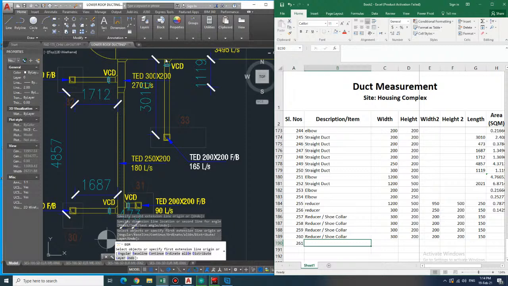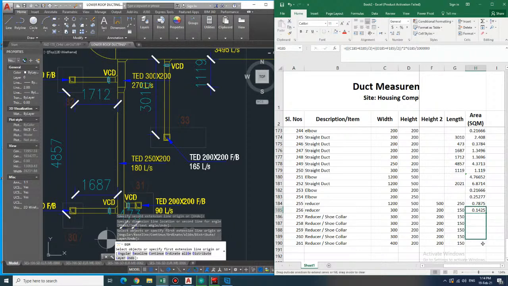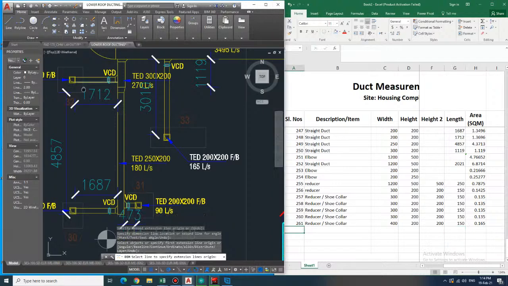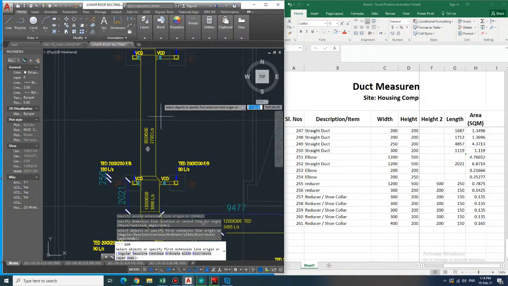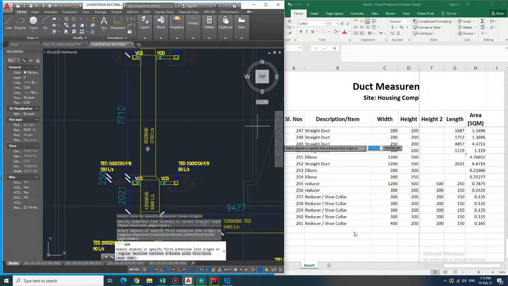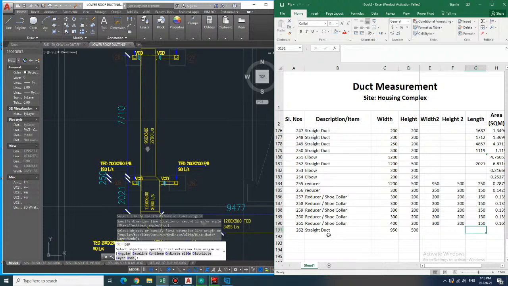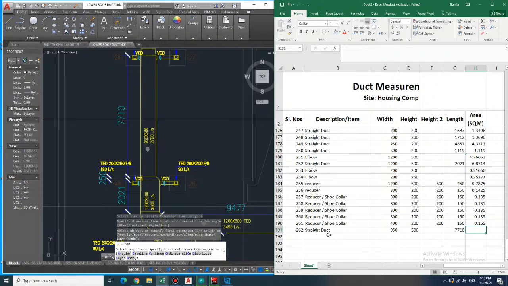261. The reducer is this one. So what it says: 400 by 200, 300 by 200. Length we are taking normal 250. So let's see, this much will come. Go to this area and this duct. 252 straight duct, 950 by 500, 7710. How much will come? 22 square meter.